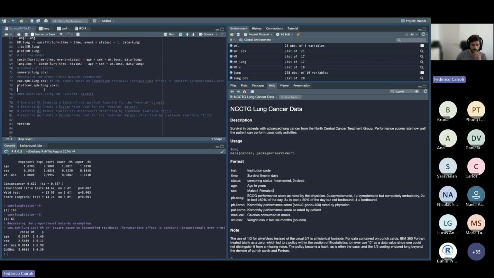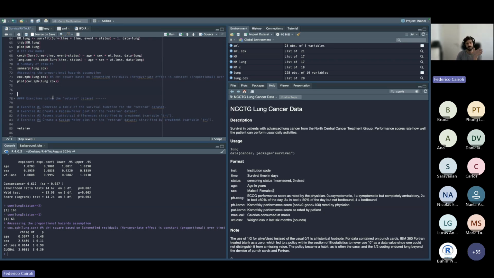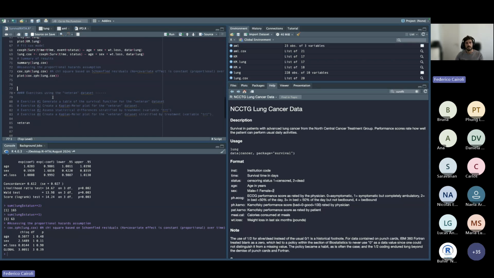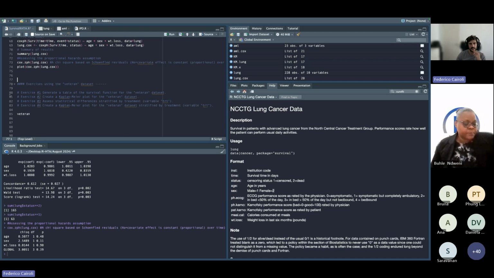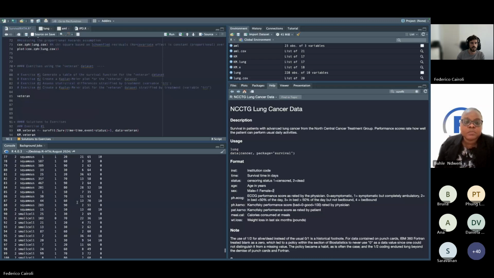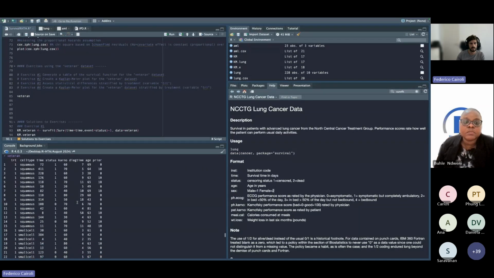So basically the idea now is that in different breakout room sessions, you can do some exercise. What we are going to do in this breakout room session is use this specific data set, veteran, which let's quickly see which information it has.